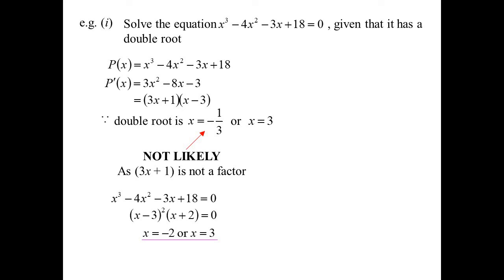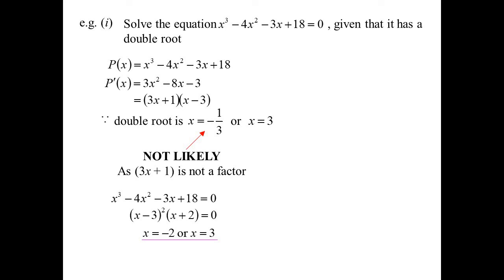All I've got to do is substitute it into the first one and confirm that it works. So 3 cubed, 27, 3 squared, 9, 4 nines, 36, 27 minus 36 is, of course, negative 9, minus 3 times 3, minus another 9, negative 18, plus 18. Yeah, we got 0. So we're right, that is the double root.